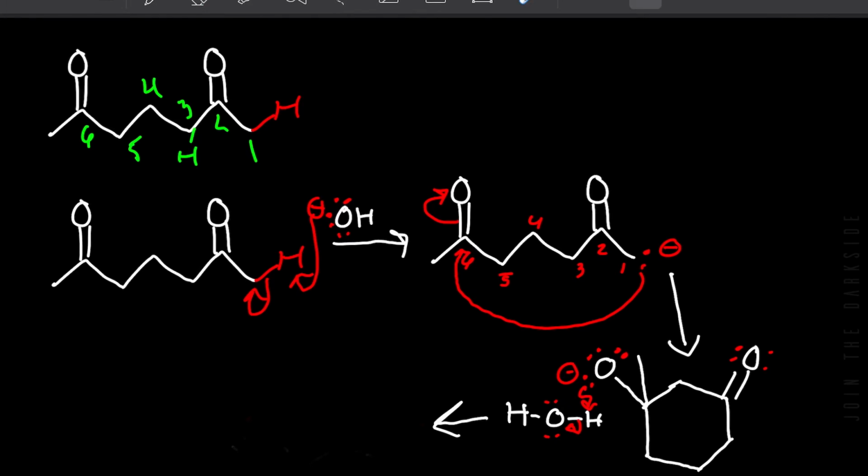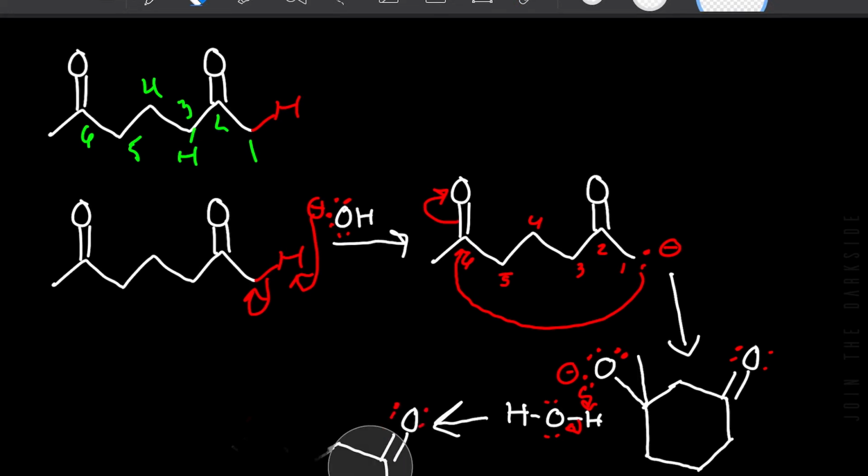We notice that this intermediate is going to be a 6-carbon cyclic ring, which is very stable. So now we just have to reprotonate this oxygen right over here. We're going to be doing that by using the water molecule that we formed initially from this initial part of the mechanism, because the OH reacted with the hydrogen, forming a water molecule.